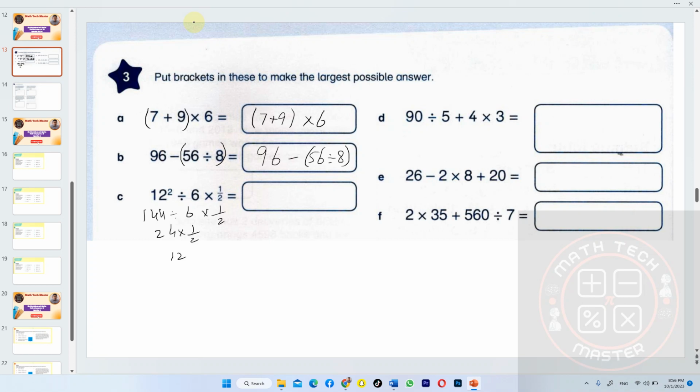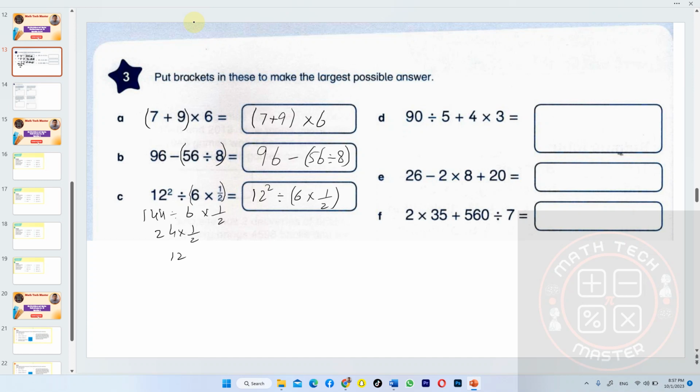But if we put the bracket after the division sign, what answer will we get? We will get the answer 144 divided by 3. So when we divide 144 by 3, its answer will be 36. So we can say we have to put the bracket before 6 and after 1 over 2.